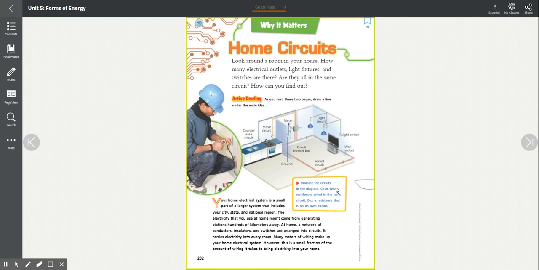All right, examine the circuits in the diagram. Circle two resistances wired in the same circuit. Box a resistance that is on its own circuit.